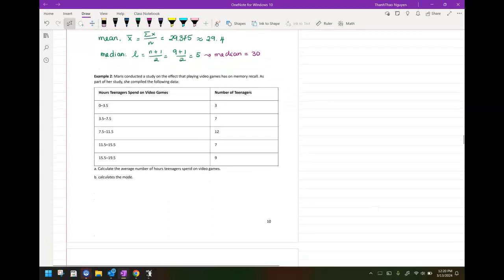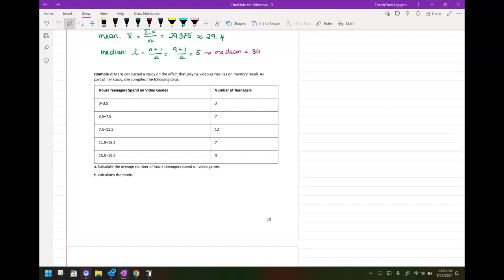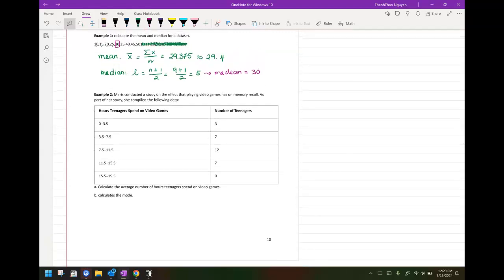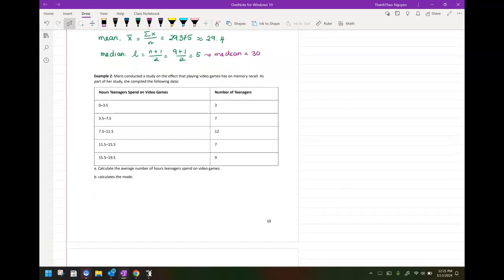In the previous problem, we calculated the average for single data point values. You have a list of numbers and you calculate the mean by adding up all the values divided by n. So what happens if we are given a table distribution that shows this right here? Between 0 to 3.5, we can't really use this in a calculation, right?